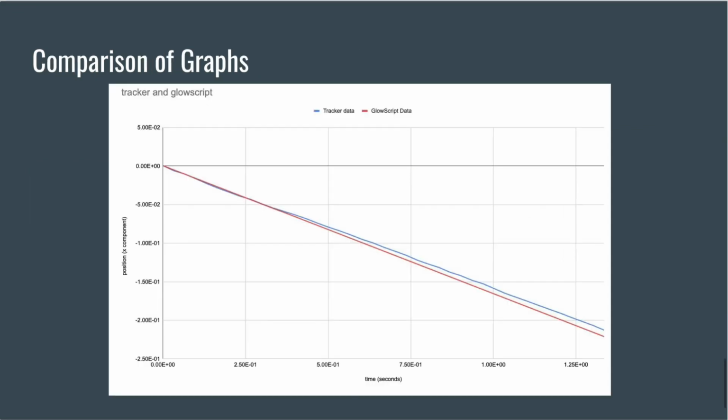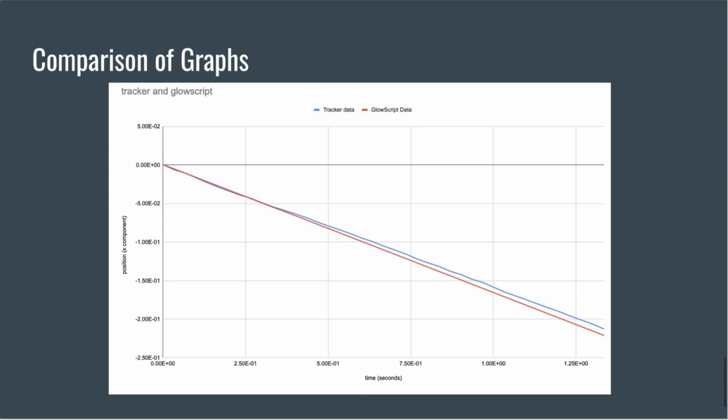I took the data from Tracker and GlowScript and put them into Google Sheets so that I could create a graph that overlaps the two for comparison. From this graph, I can see that the GlowScript data is moving away from the origin at a faster rate than the Tracker data. The GlowScript data is created off of the initial velocity in the first frame, so this could be due to issues in calculating that velocity.